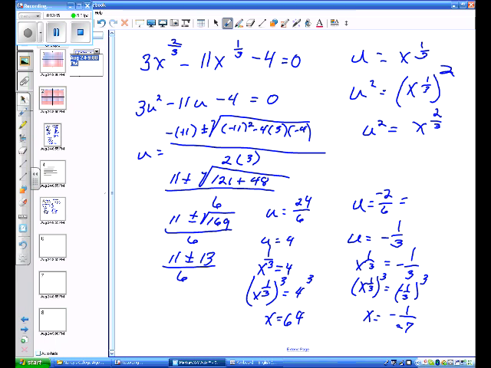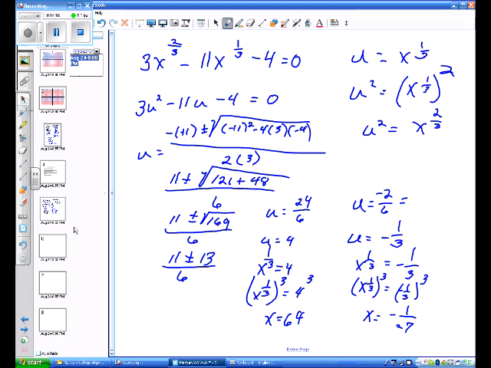So those are our two answers for what x is. So it's a matter of seeing if it can be written in the form of a quadratic. You take what your middle term is, and you let that be what your u is, and then you square both sides to see if you got your first term. If you did, then you can substitute in, solve it like a quadratic, and then you can substitute back in at the end.